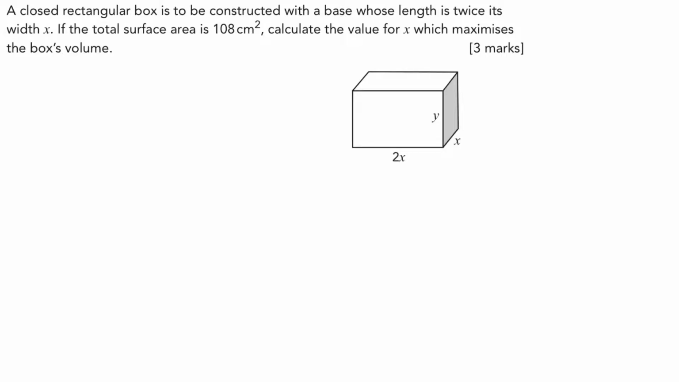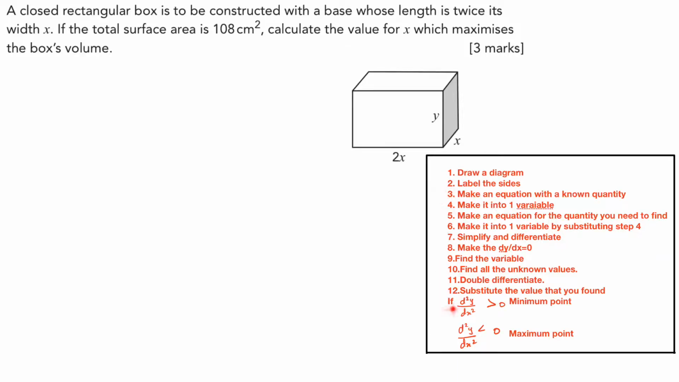So the next question has a closed rectangular box. This is the box. It is to be constructed with a base whose length is twice its width. If the total surface area is 108 square centimeters, calculate the value for x which maximizes the box's volume. You need to know certain steps to solve this kind of question. They are not difficult. You may think it is difficult because you're not used to word problems.